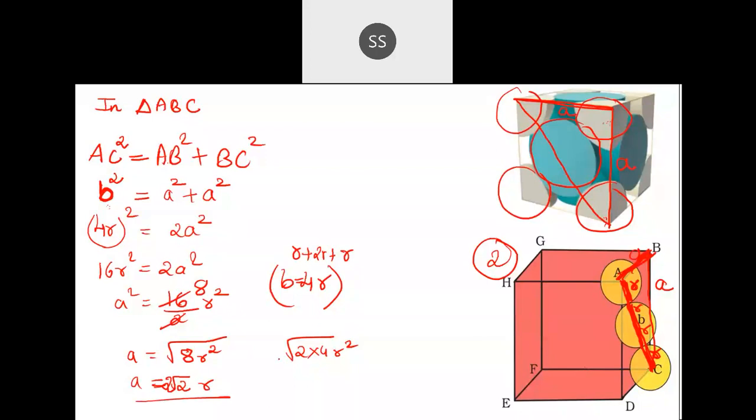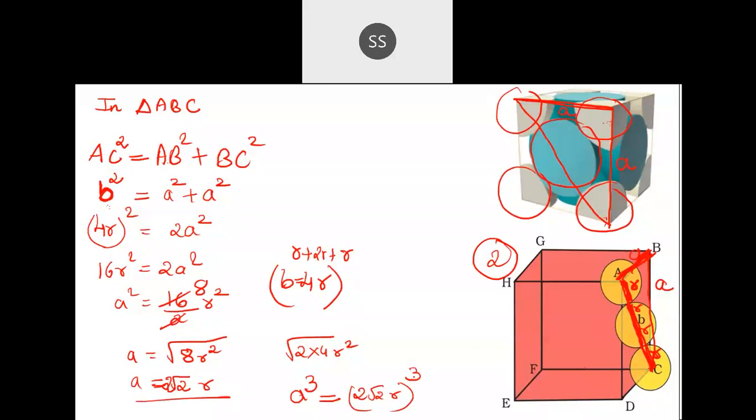Then you have to cube it. You need to cube this value. A cube is what you need to calculate the volume of the unit cell. So that will be 2 root 2 R the whole cube. Then you will get the volume of the unit cell.